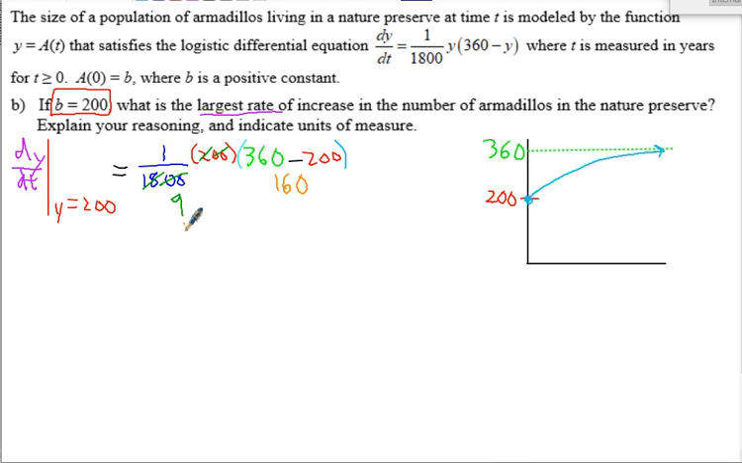And 9 is made up of 3 times 3. 3 doesn't go into 160, so in this case that doesn't reduce at all. So as you can see, you don't always get a whole number. We get 160 over 9. That's the slope right there at the steepest point. And again, the units are y over t. y is armadillos, t is years. So armadillos per year.